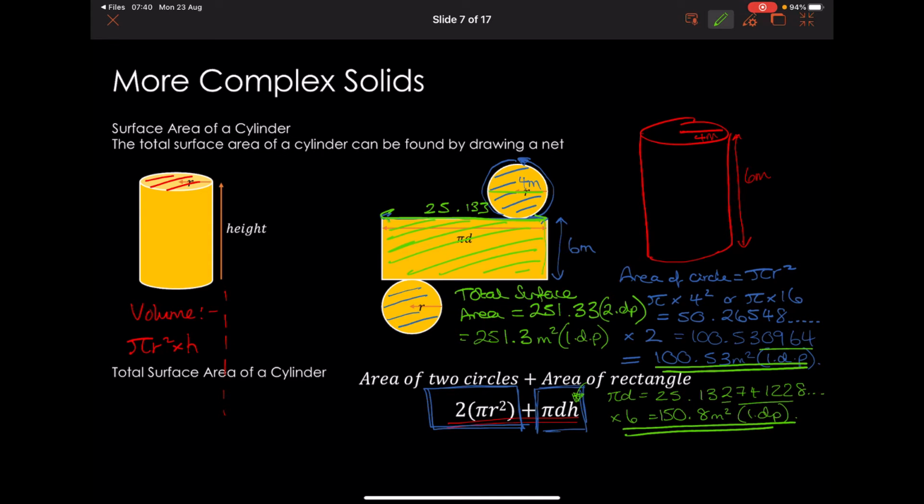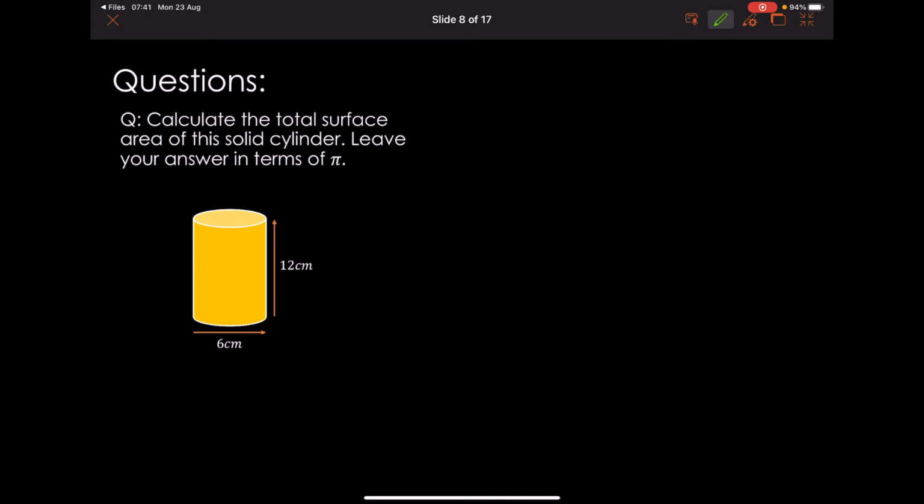So you can see now where the formula comes from. I've got 2 lots of the area of a circle, so I've got 1 there and 1 there, and then I've got 1 lot of pi d, because I need this length, times by the height, because that's how you find the area of a rectangle. So I hope that makes sense and you can use that formula now to work out the surface area of a cylinder.